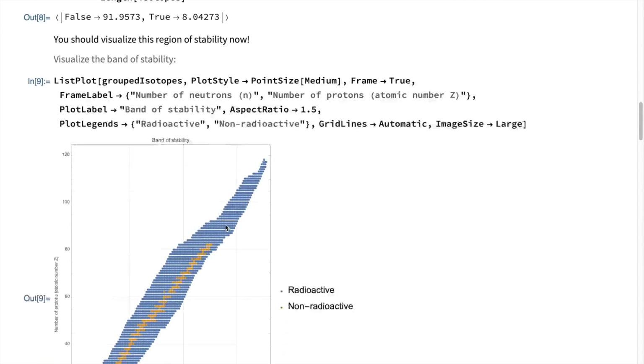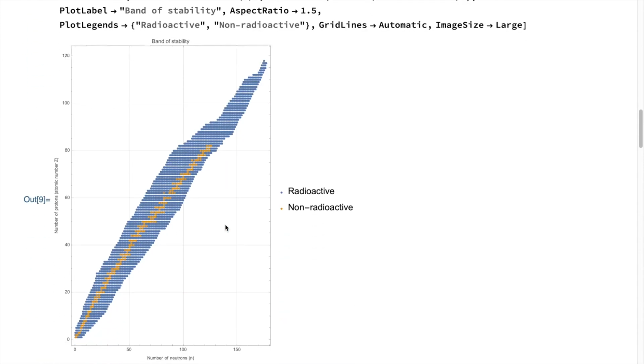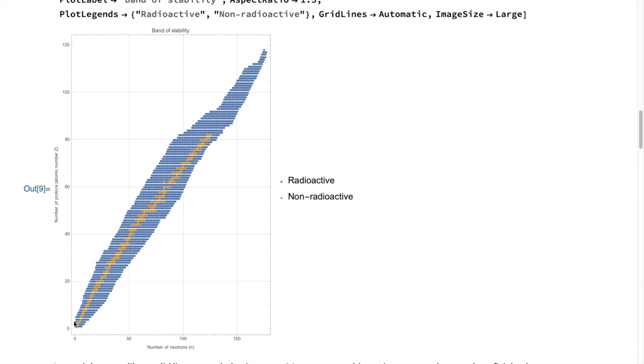I am simply using a list plot here since it will take care of coloring in stability for me. It certainly seems like a solid linear correlation is present.